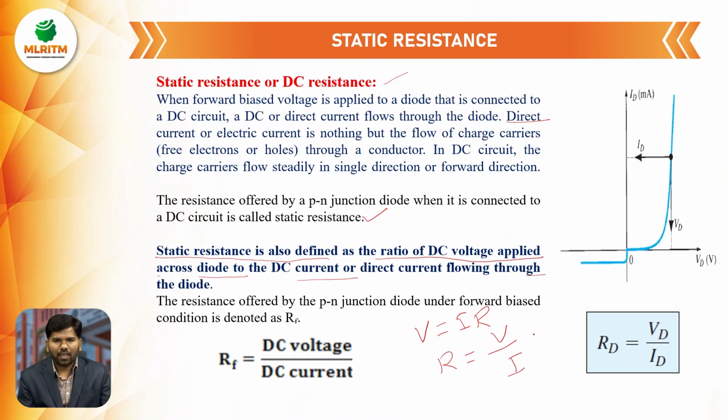So static resistance is defined as the ratio of the DC voltage across the diode to the DC current flowing through the diode. When we apply a DC voltage to the PN junction diode, it will offer some amount of resistance. That is called static resistance or DC resistance.